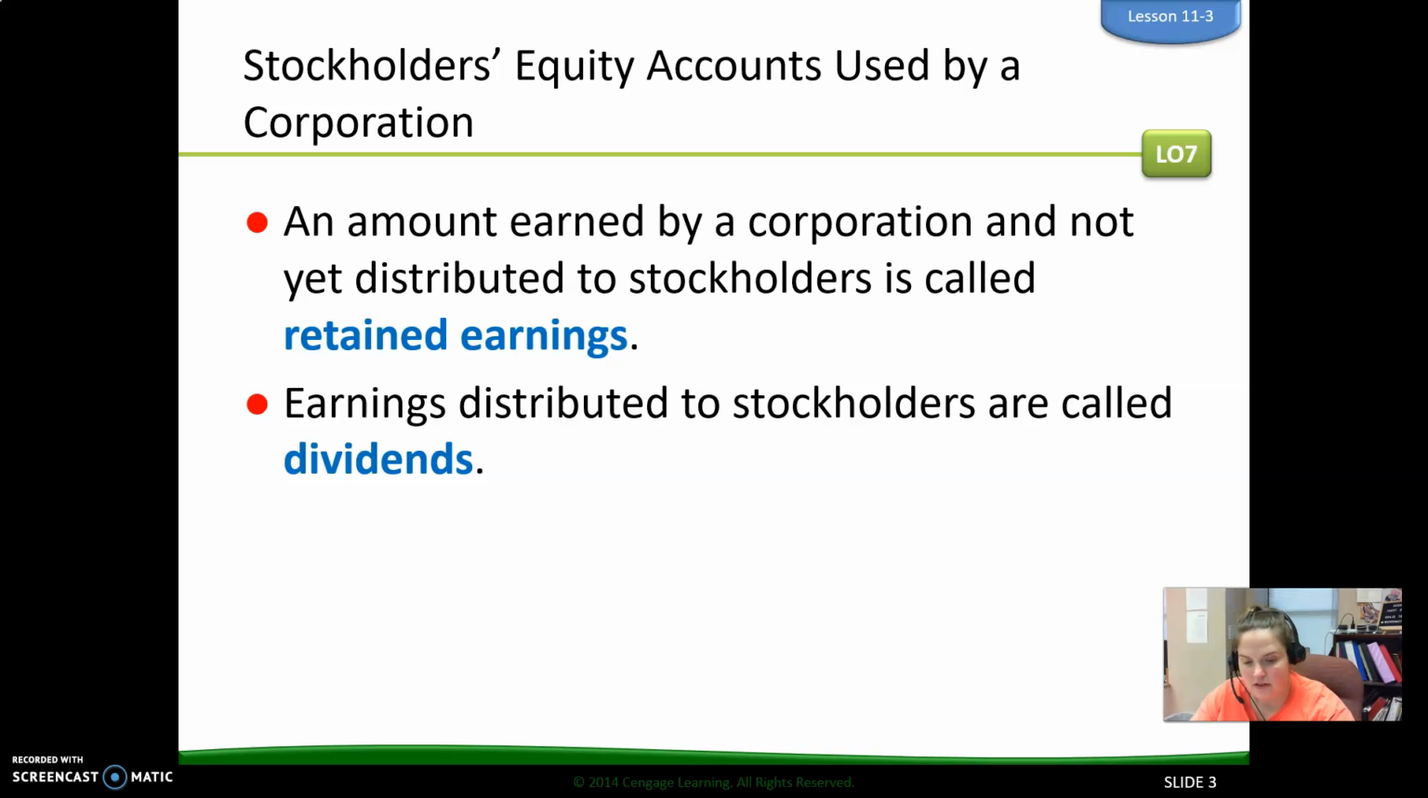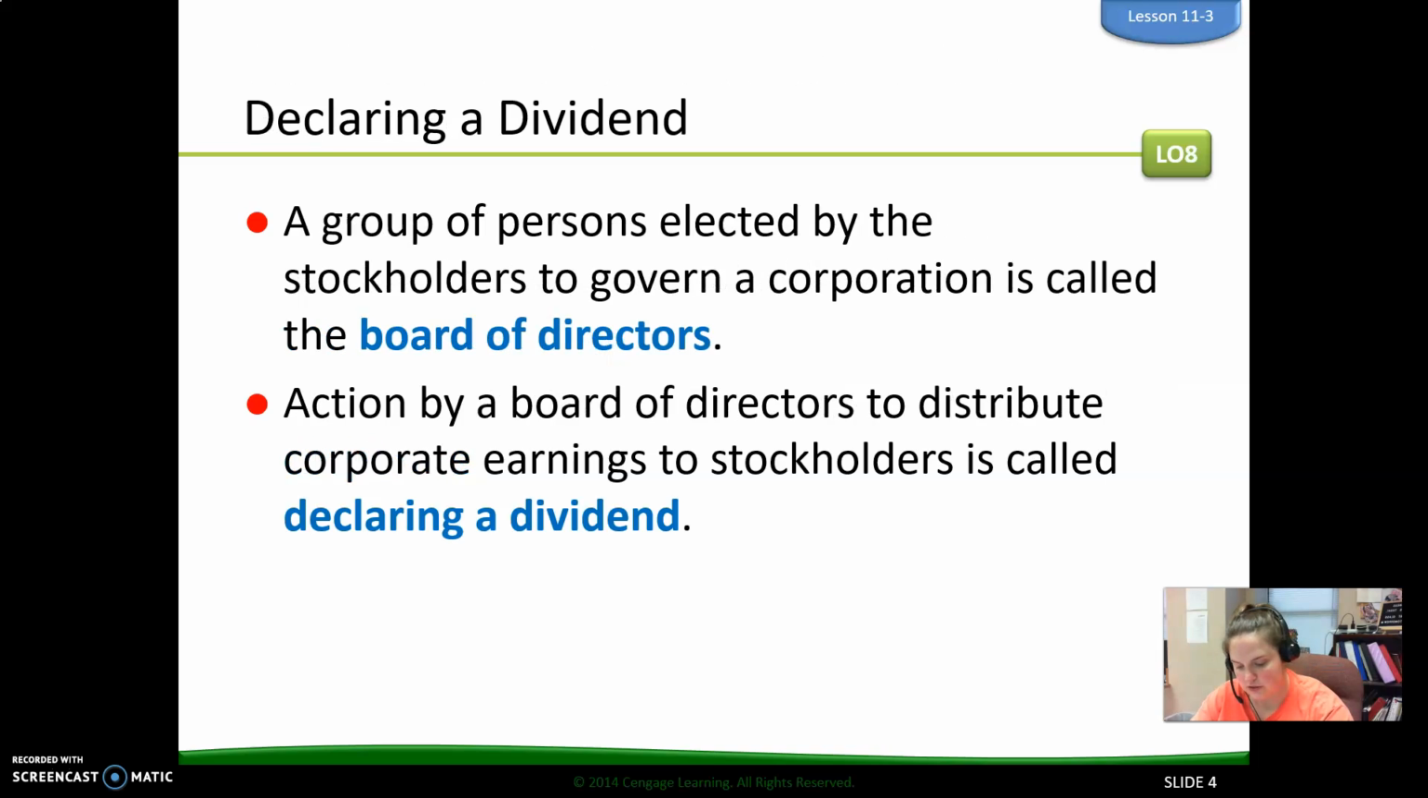A group of persons elected by the stockholders to govern a corporation is called the board of directors. So the board of directors is in charge of governing the corporation. And if a business does want to declare dividends, they can only do that by formal action of the corporation's board of directors. So the board of directors has a lot of power.